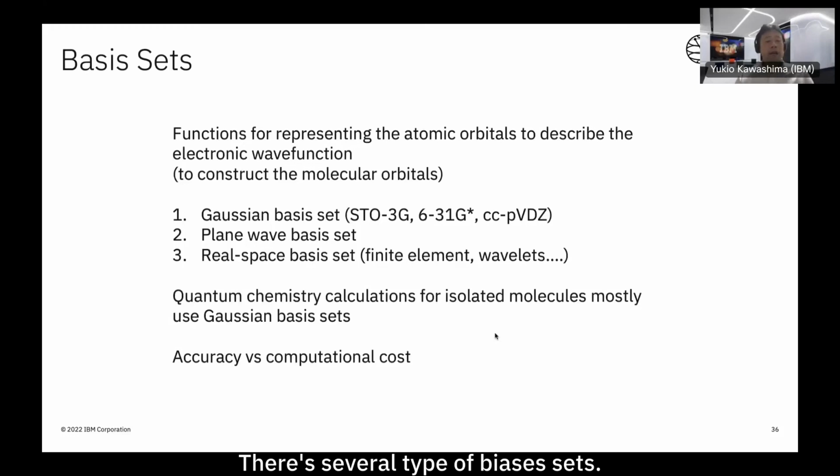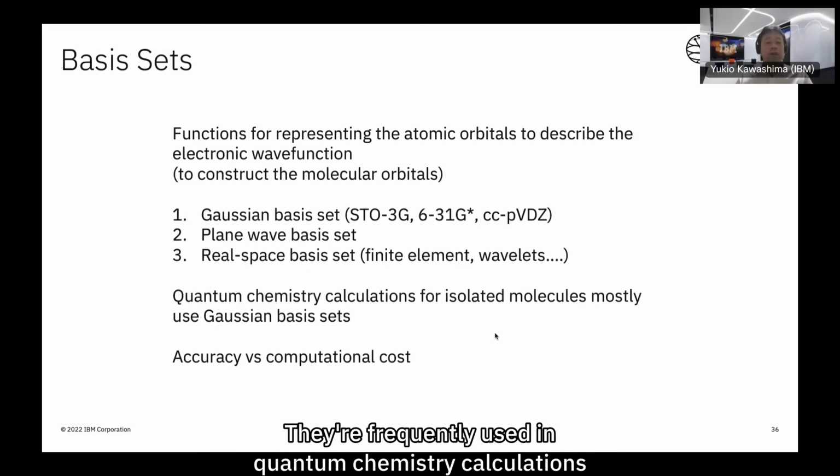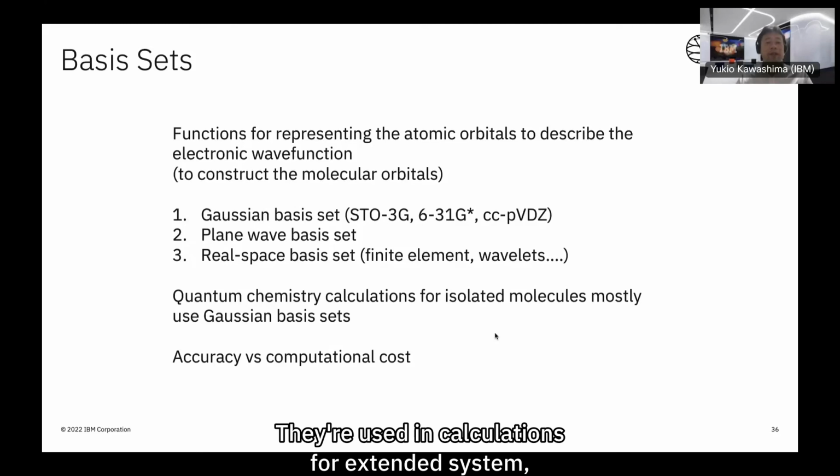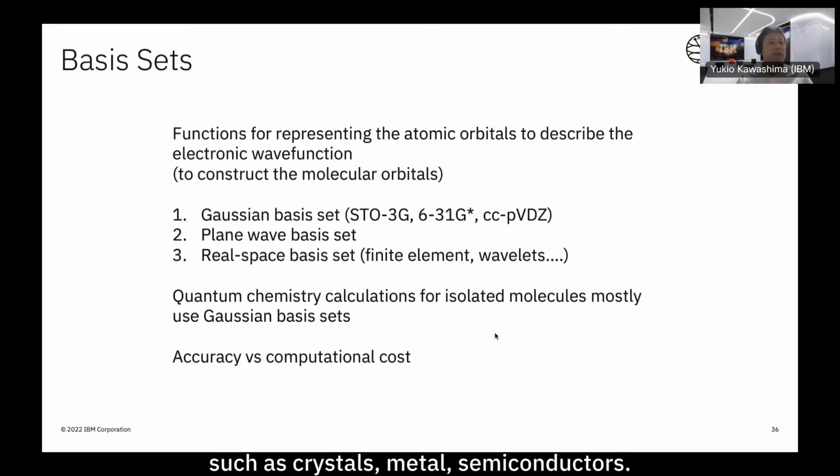There are several types of basis sets. The first one is the Gaussian basis sets. They're frequently used in quantum chemistry calculations for isolated molecules. The second one is the plane wave basis set. They're used in calculations for extended systems, such as crystals, metals, semiconductors. There are also real space basis sets, such as finite element and wavelets.